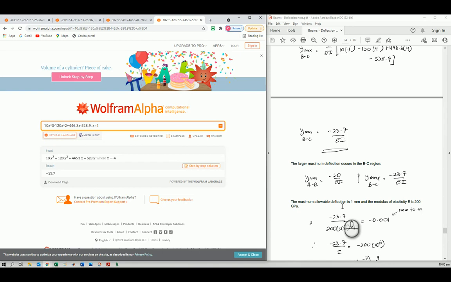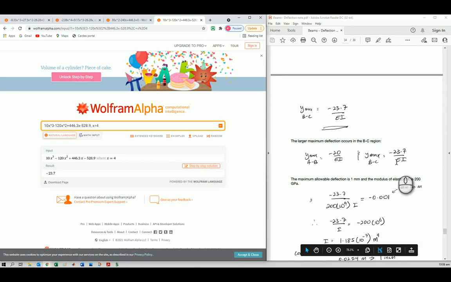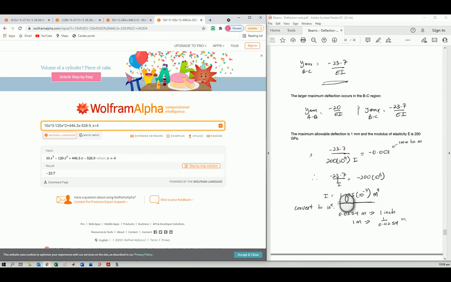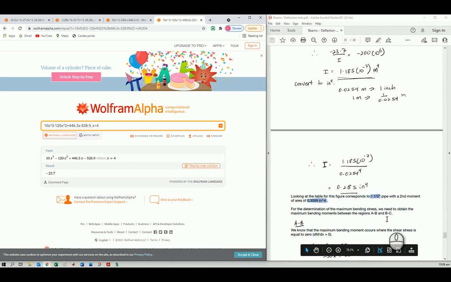And the maximum allowable deflection in the beam, in the question, was 1 millimeter. So now we could make this value here equal to 0.001 meters. Right, so by solving, we end up with I equal to 1.85, and you convert to inches. So this is the value in inches.